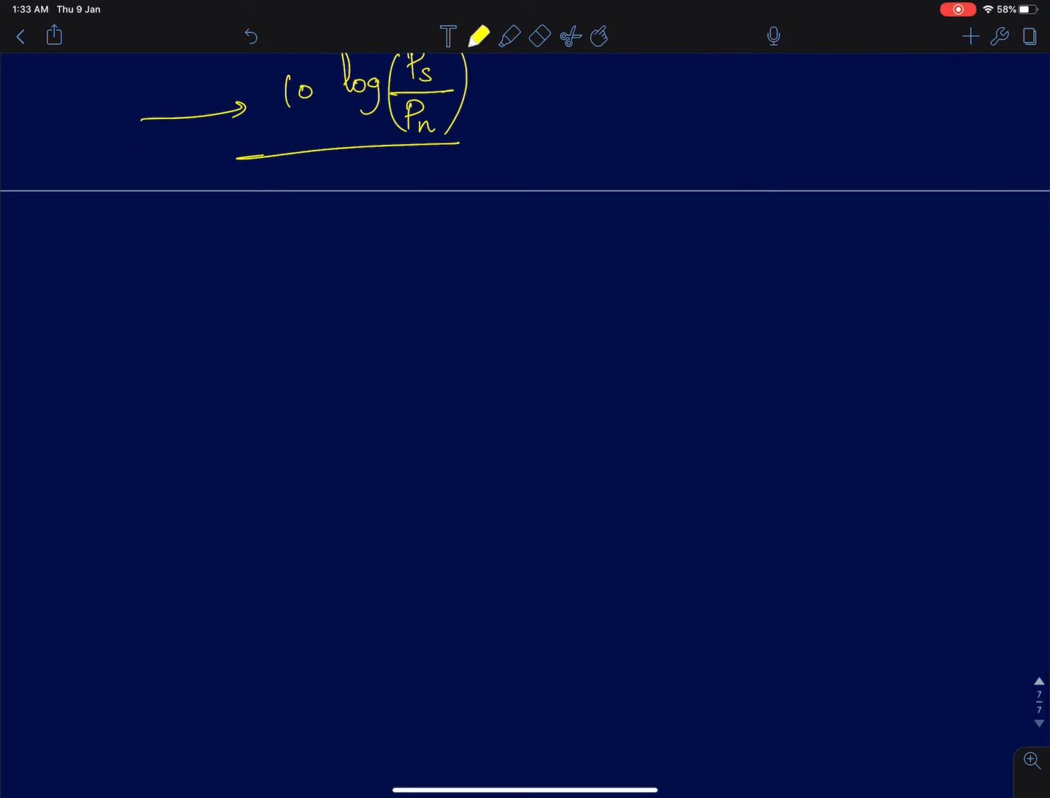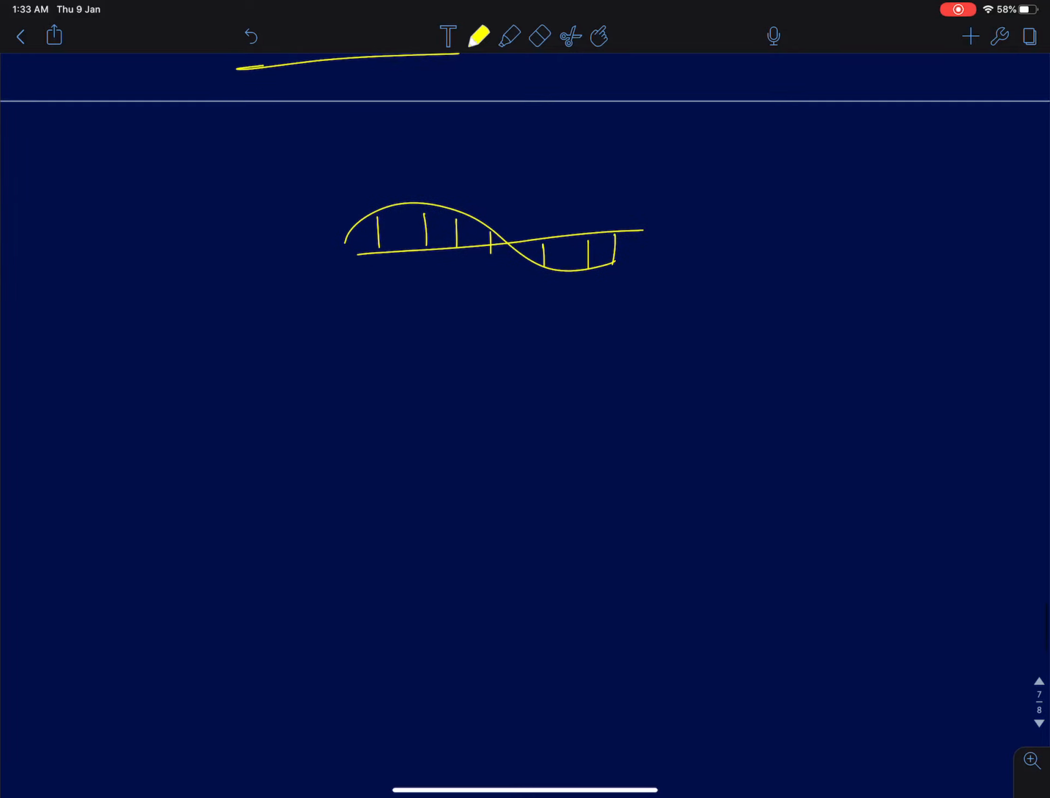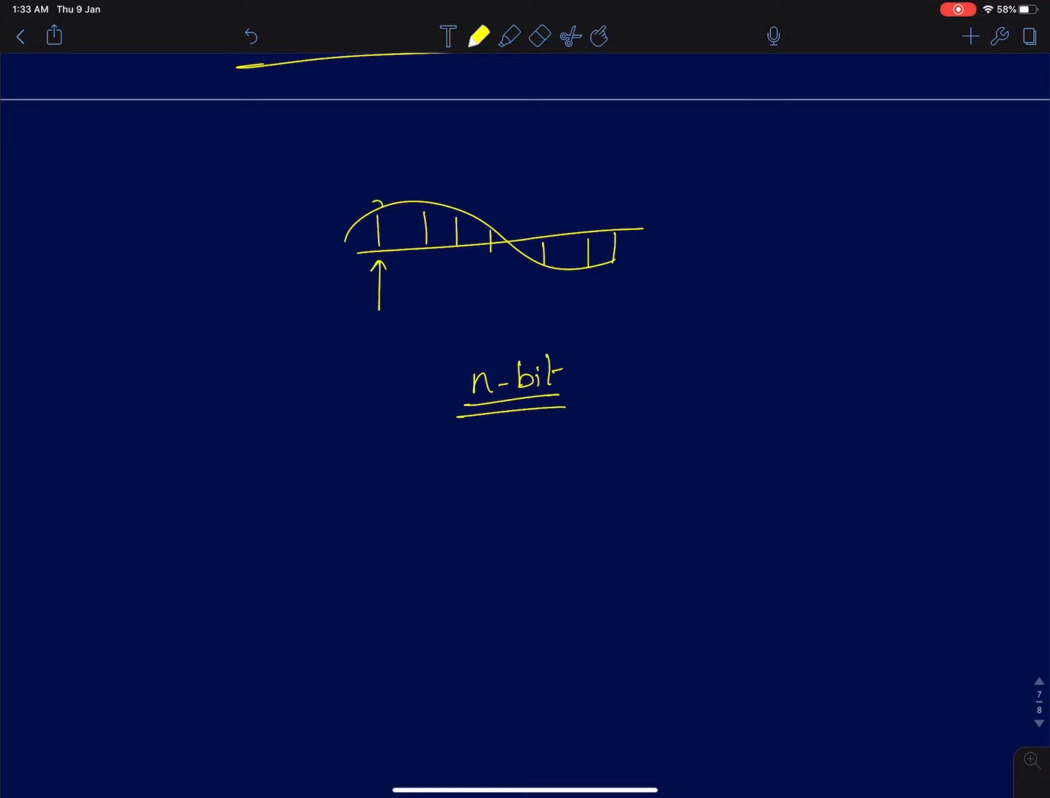Okay, so two things. Before you convert an analog signal to a digital signal, there are two steps involved. One is sampling, and the next step is quantization. Once you quantize it, you are going to convert it into n-bit data. When you sample it, this value is called a sample.